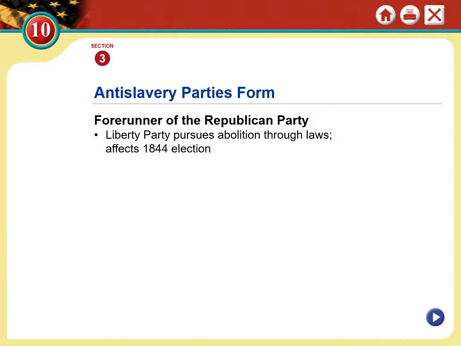The next party I want to talk about is the Liberty Party. Now, the issue of slavery united all of these different groups together around the Republican Party. The Liberty Party was a group of abolitionists. They hoped to, like Frederick Douglass, pursue an end of slavery through laws. And their vote did sway several different presidential elections, in particular in 1844.